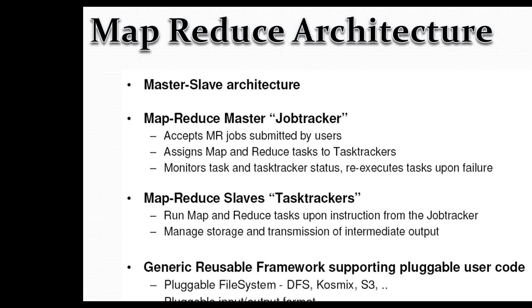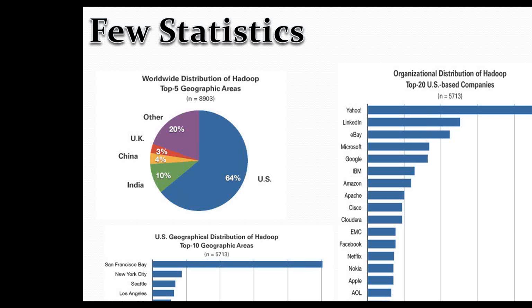Okay, we are almost at the end of the session. Now it's time to discuss a few statistics on Hadoop, how Hadoop trends are performing all over the world, and what the major distributions of Hadoop are in the US and elsewhere. As we can see here, in the US almost 64% of the major Hadoop growth has already happened, 3% in the UK, and in India almost 10% Hadoop growth is predicted and trending. In China it is 4%, and the remaining 20% is in other countries.